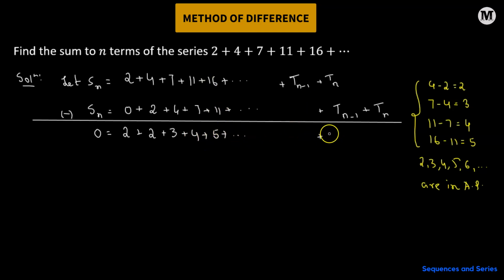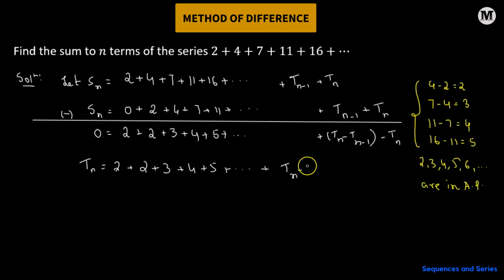Now we have Tn minus Tn minus 1. We are left with the last term of the second series, so we get negative Tn. We'll transpose this Tn to the left hand side such that we get Tn equals 2 plus 2 plus 3 plus 4 plus 5 all the way up to the last term, which is Tn minus Tn minus 1. Fine. So we have the nth term of the series.